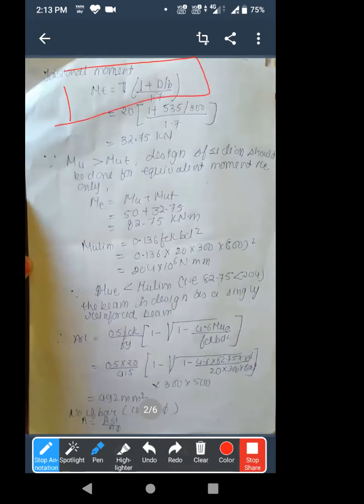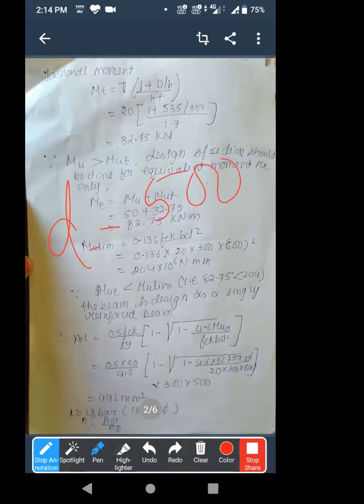The formula is MT equals T times (1 plus D by B) upon 1.7. See here, in the question you are provided with the effective depth, that is 500, and the effective cover, that is 35. Can you calculate the capital D, the overall depth? Overall depth is small d plus the effective cover, that is 35. It comes to 535, divided by 300, which is the width of your beam.